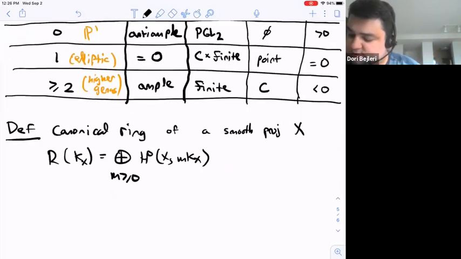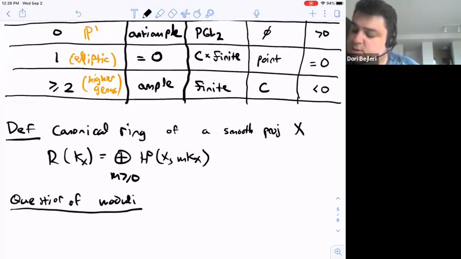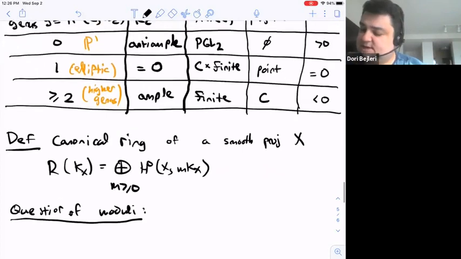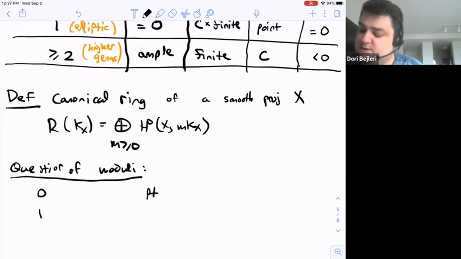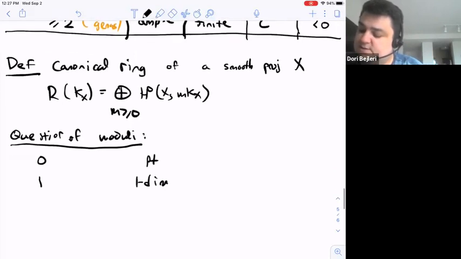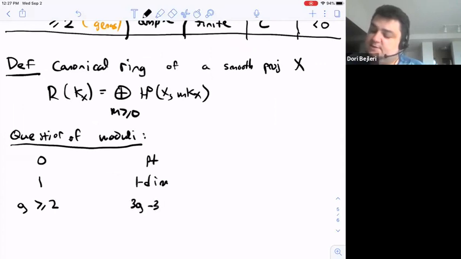And this is essentially the question of moduli spaces parametrizing curves in each of these classes. And in the genus 0 case, well, we just have a single curve, so we just have a point as our moduli space. In the genus 1 case, we have a one-dimensional moduli space, and in the genus greater than or equal to 2 case, then there are infinitely many moduli, one for each genus, and they each are 3G minus 3-dimensional.